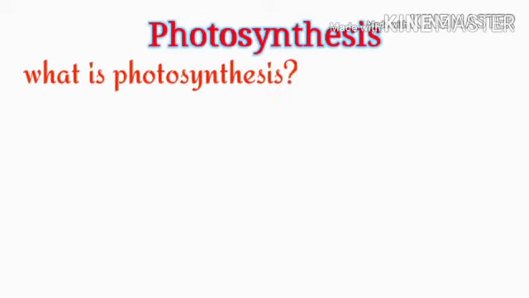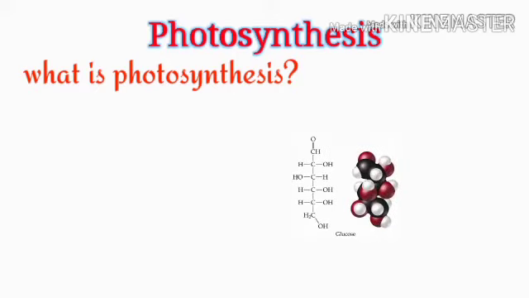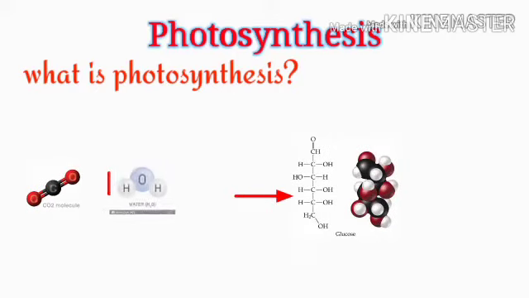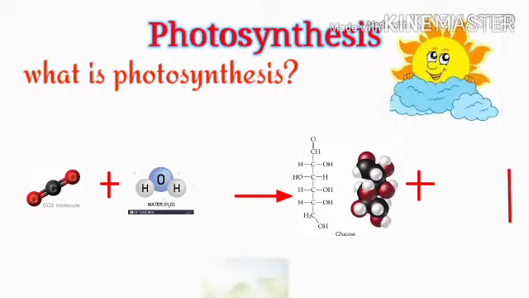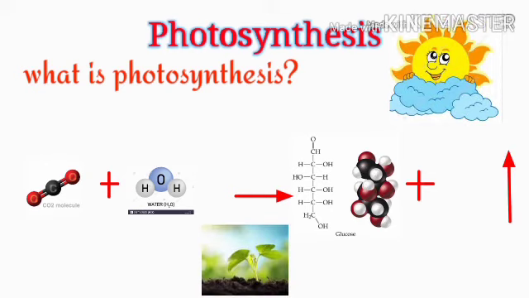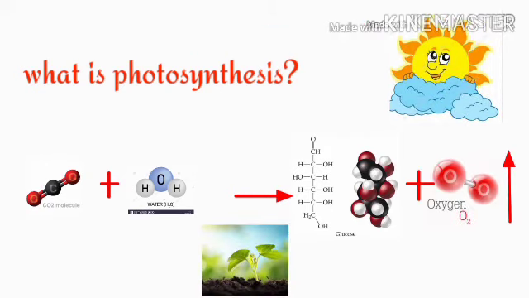Hi guys, I am going to explain photosynthesis. Let's see what is photosynthesis first. The process of synthesis of carbohydrate from carbon dioxide and water in the presence of sunlight by the green plants, and during this process they will release oxygen.